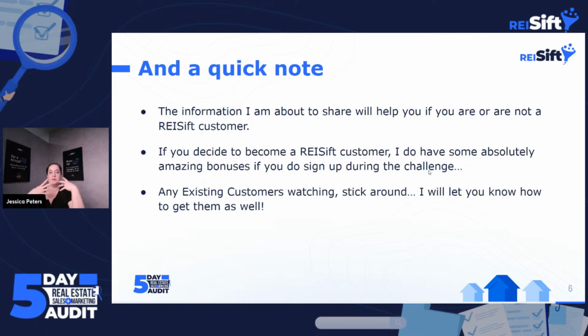This stuff's going to help you whether or not you're an REI Sift customer. Of course, we want you to be. So when I show on the subsequent days how to do certain things or how to help certain processes, I will use REI Sift to demonstrate that.